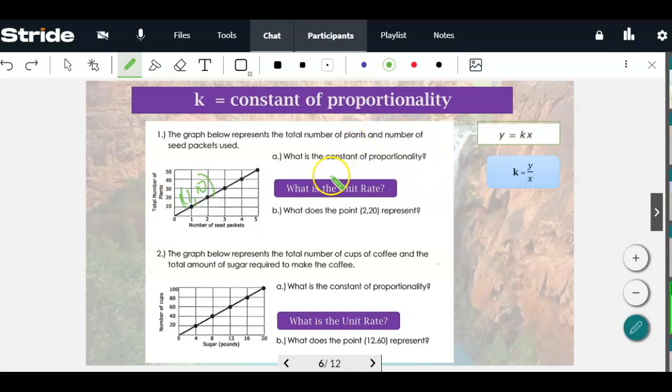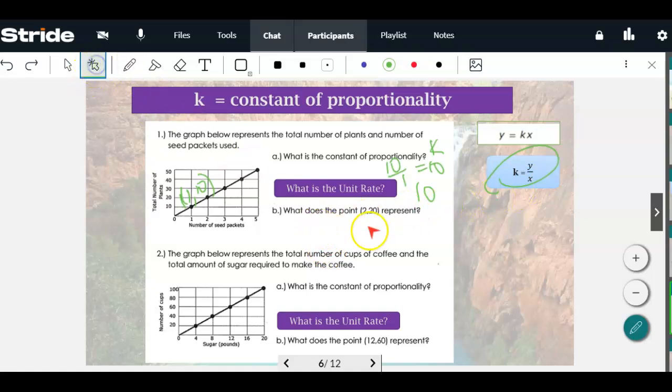We can just go to our point here, and our point would be 1, 10. So the constant of proportionality, remember, is k. And we do k is equal to y over x. So you could put that as 10 over 1, and that simplifies to 10. Unit rate based on 1, it is 10. Hopefully you're seeing the connection here.